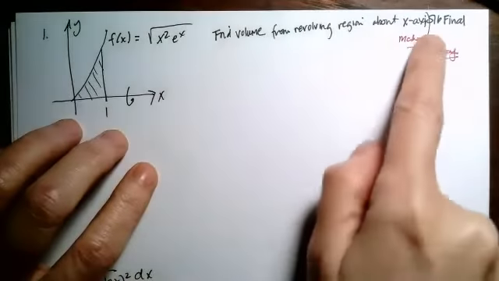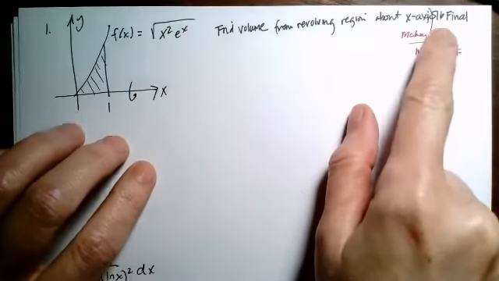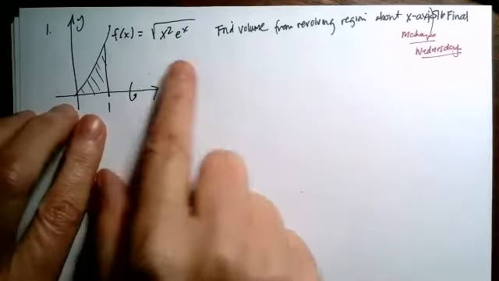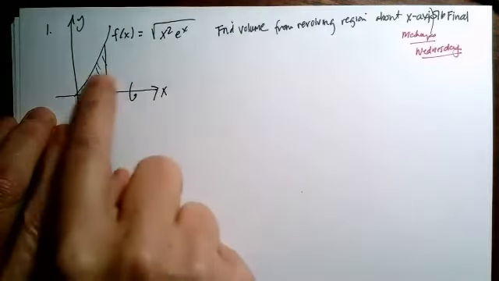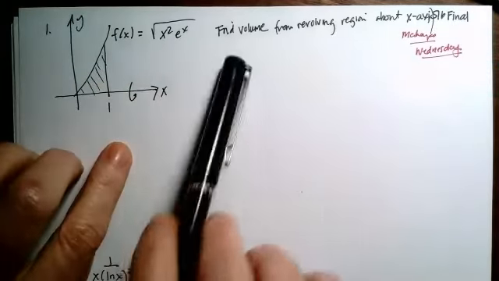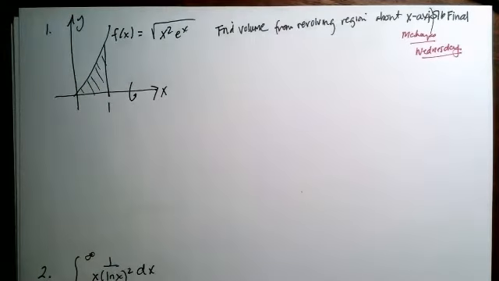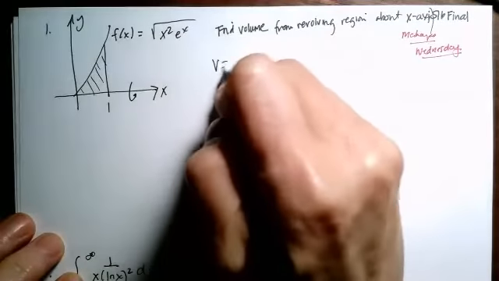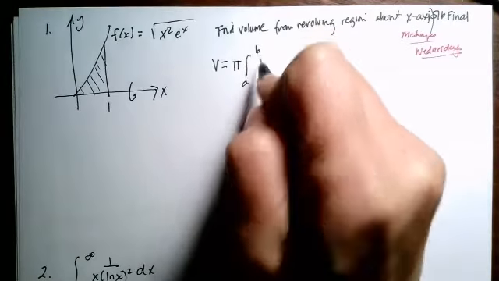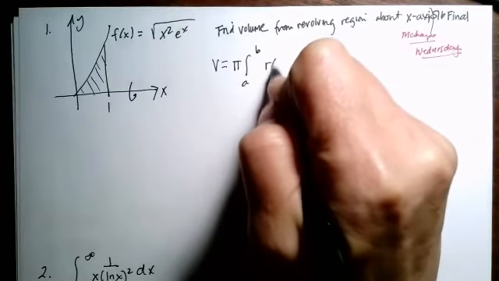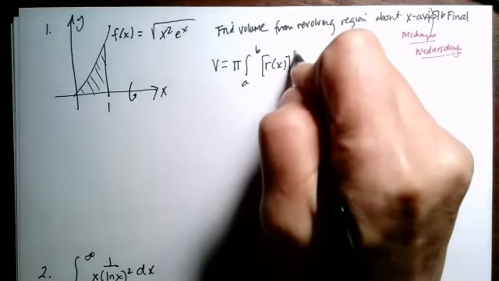And we're working on the spring 16 final, and I sent this out to you guys. The first thing we want to do is find the volume for rotating this region about the x-axis. Do you remember how to find the volume from rotating? It's going to be pi from some a to b, r of x, and then we're going to square that.